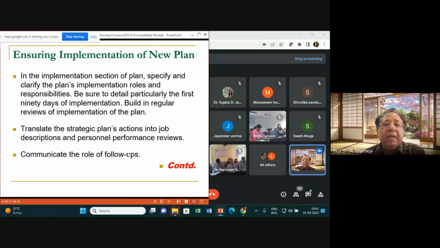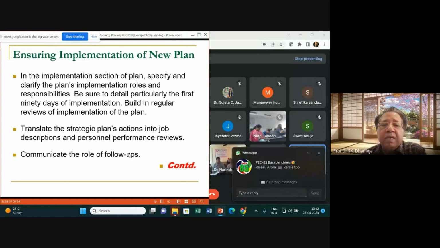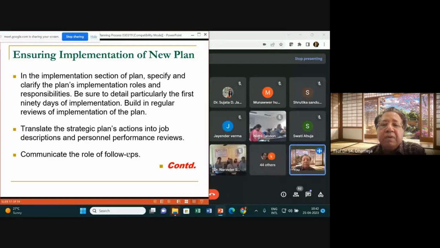Translate the strategic plan's actions into job descriptions and personal performance reviews. Again, very, very important. I repeat, translate the strategic plan's actions into job descriptions and personal performance reviews, including the performance of the CEO, the director, or the principal.